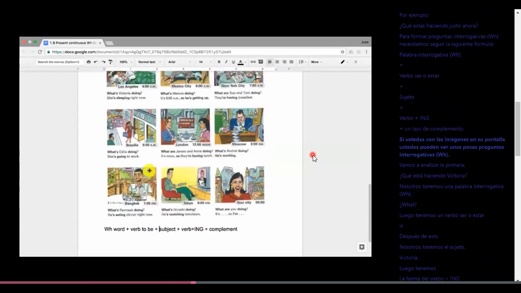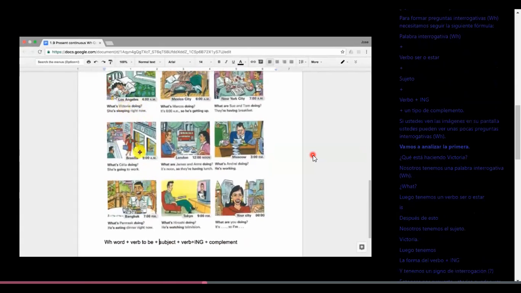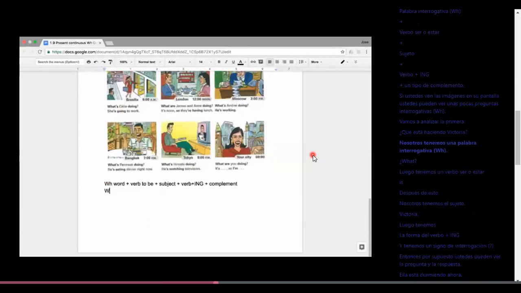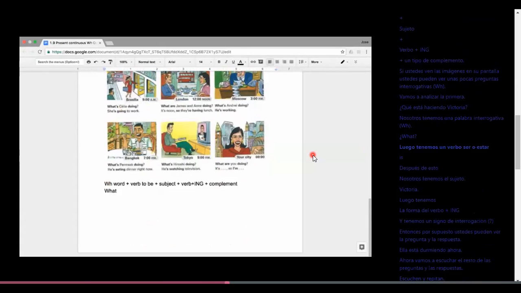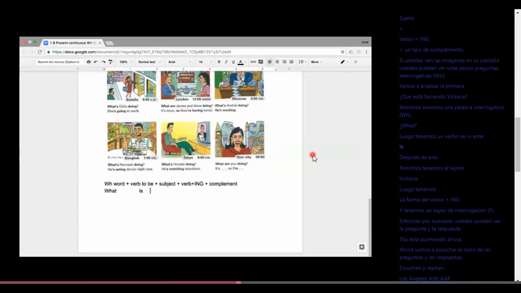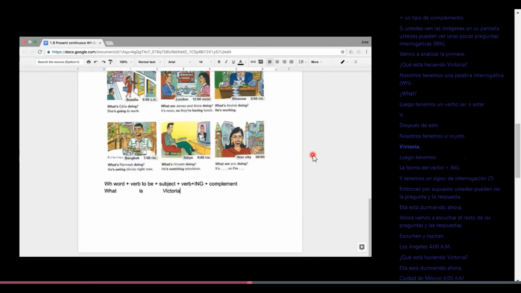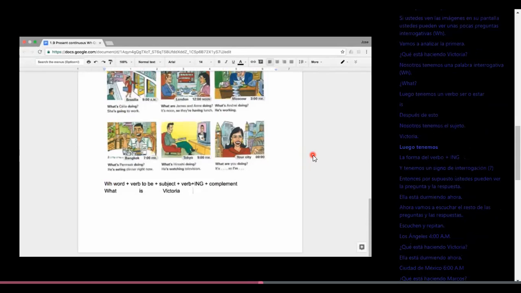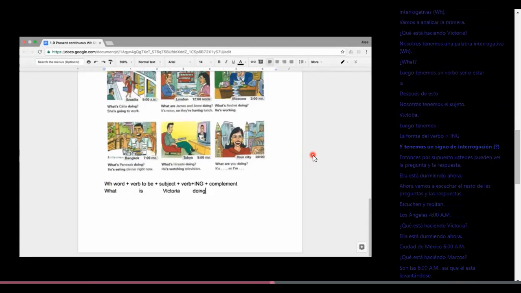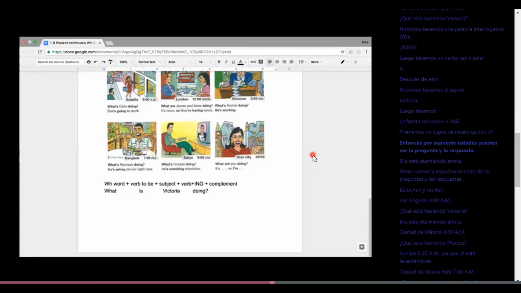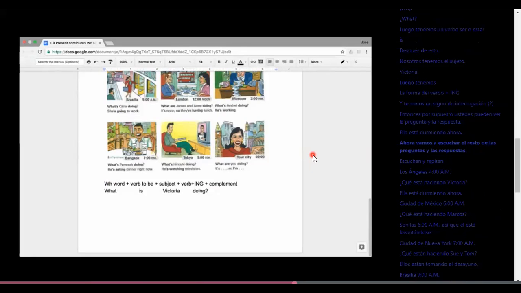If we look at the images on the screen, you can see a few WH questions. Let's analyze the first one. What's Victoria doing? We have a WH word, what? Then we have the verb to be, is. After that, we have the subject, Victoria. After that, we have the verb in its ing form, and then we have a question mark. Then of course you can see the question being answered. She's sleeping now. Now we're going to listen to the rest of the questions and answers.